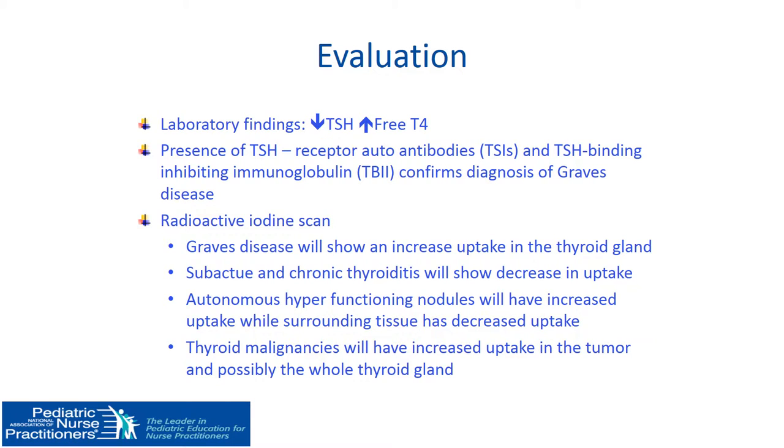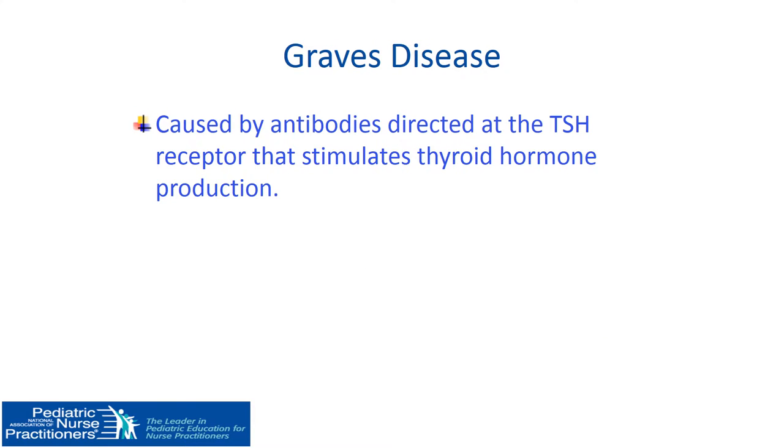We use a radioactive iodine scan to evaluate for Graves' disease, and in Graves' disease, it'll show increased uptake in the whole thyroid gland itself. Other things that radioactive iodine scans will show would be subacute and chronic thyroiditis, which would show a decrease in the uptake. Autonomous hyperfunctioning nodules, which would also give you hyperthyroidism, will have increased uptake in the nodule, and the surrounding tissue will have a decreased uptake. Thyroid malignancies as well will have an increased uptake in the tumor and possibly the entire thyroid gland, depending on the extent of the tumor. Again, Graves' disease is caused by antibodies directed at TSH receptors that stimulate thyroid hormone production.